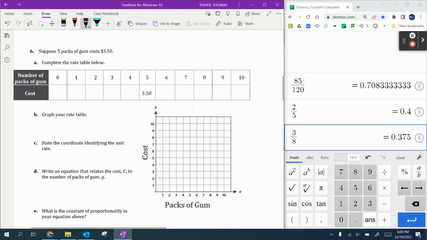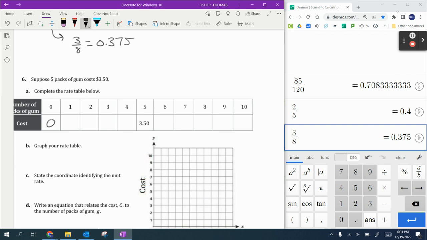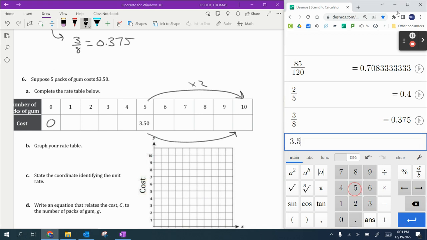So on to number 6. So 5 packs of gum cost $3.50. So what I would do first is I would fill in what you know for sure. I know 0 packs of gum are going to be $0. And then for me, going from 5 to 10 is pretty easy. I know how to double. So this is going to be times 2 right here. And $3.50 times 2 is just $7. So that goes right here.